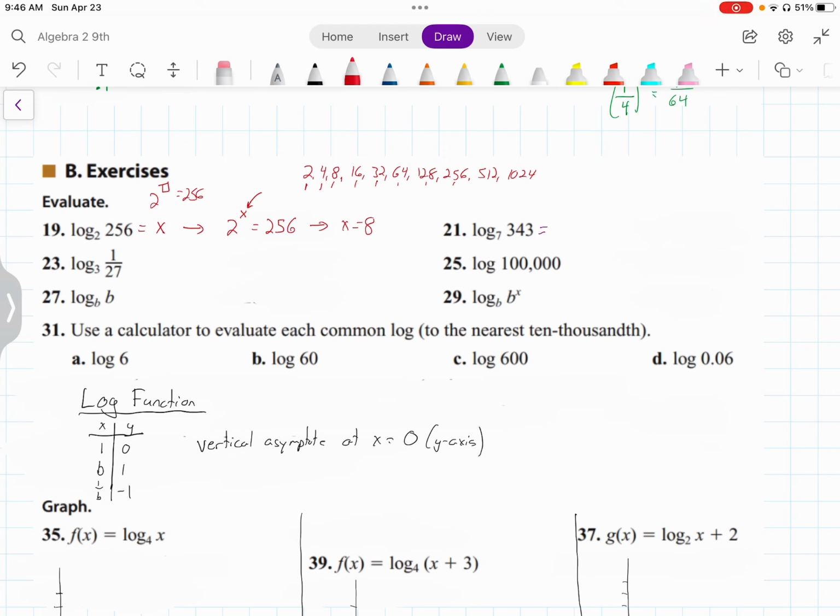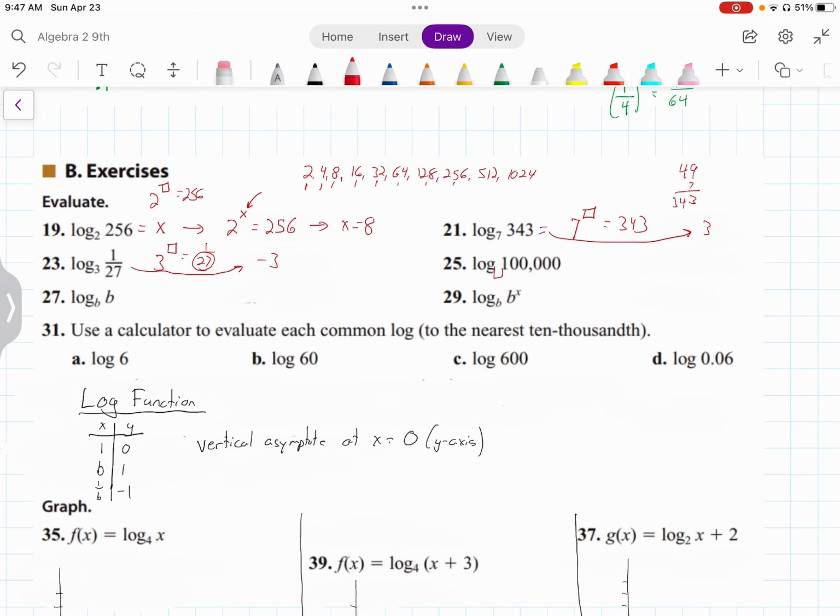So maybe thinking through this: 7 to what power gives us 343? Well, 7 squared is 49. 49 times 7 is 7 cubed, and that's 343. So our answer is 3. Okay, the next one, we're thinking 3 to what power gives us 1 over 27? Well, we know 3 cubed is 27, but we need 27 in the denominator, so our answer is -3.